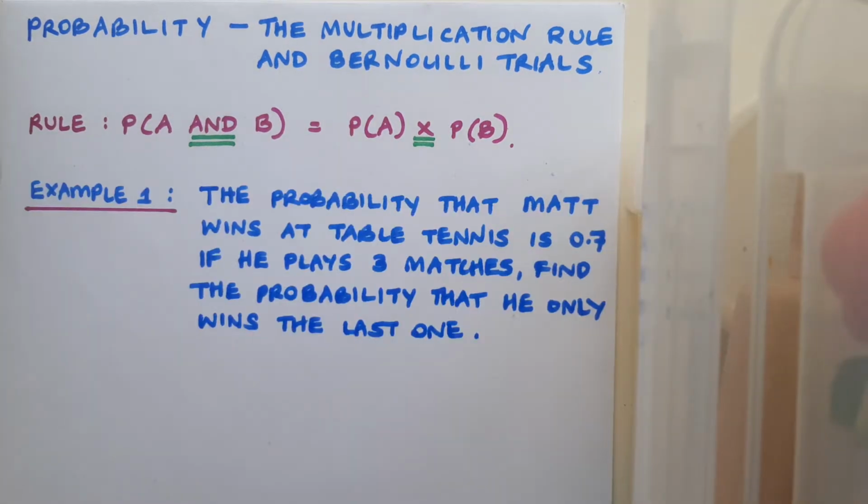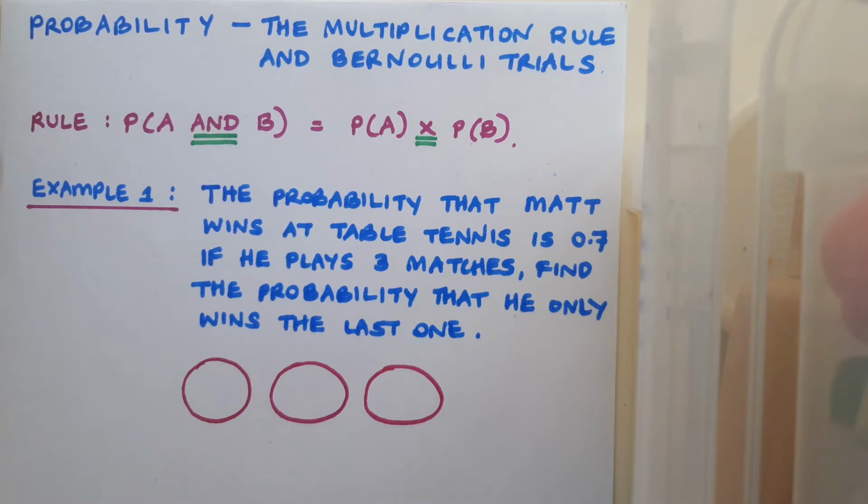The probability that Matt wins at table tennis is 0.7. If he plays 3 matches, find the probability that he only wins the last one. So when making out the solution to this question, we need to think about those 3 separate matches. And I'm going to use these 3 bubbles to represent those matches. I want to find the chances that he only wins the last match. So he's going to lose the first one, he's going to lose the second one, and he's going to win the third. I know the probability that he wins is 0.7.